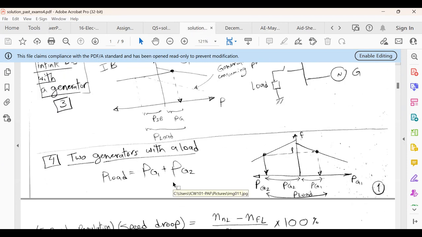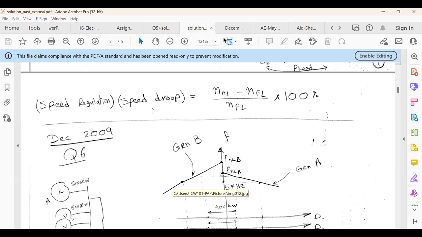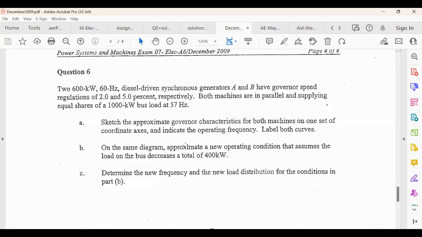You have 2 generators and a certain amount of loads. So let's read the problem. You have two synchronous generators. Both are 600 kilowatt, generator A and B. They give you the speed regulation for each one. This is the speed regulation for A, and this one is the speed regulation for B, generator A and generator B.